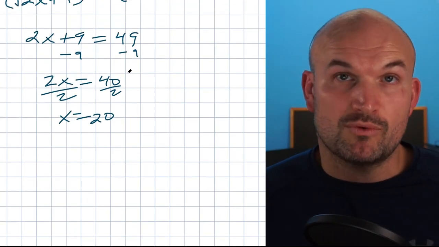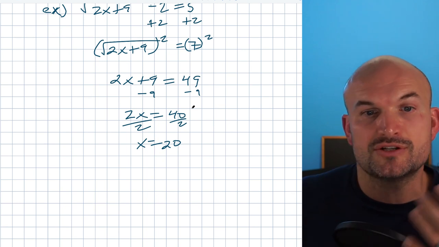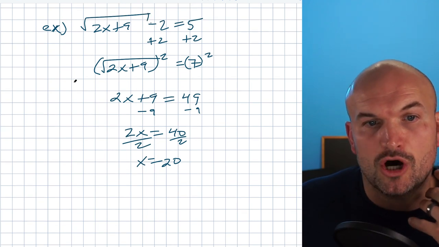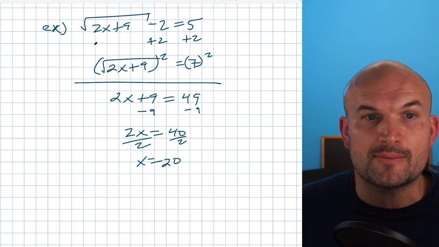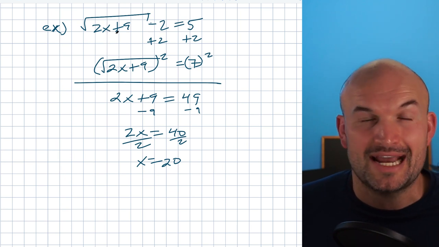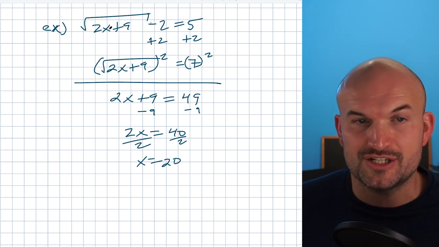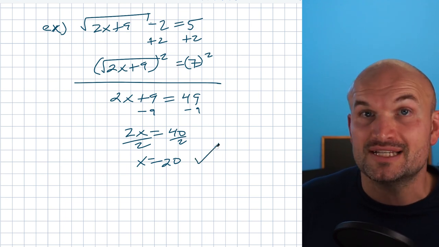Now, it's very important when we square both sides in solving a radical equation that we look for extraneous solutions. Those are basically solutions that would solve this equation, but don't satisfy my original equation. So it's important to remember the only restriction that we really have with radicals is we can't take the square root of a negative number. So I'm just going to plug in 20 to make sure that does not make my radicand negative, which it does not, so therefore this is going to be your solution.